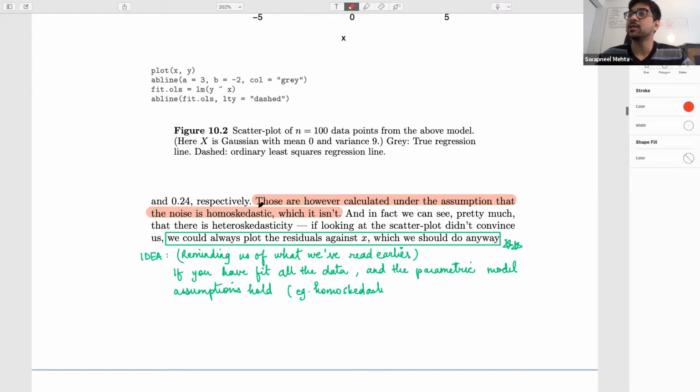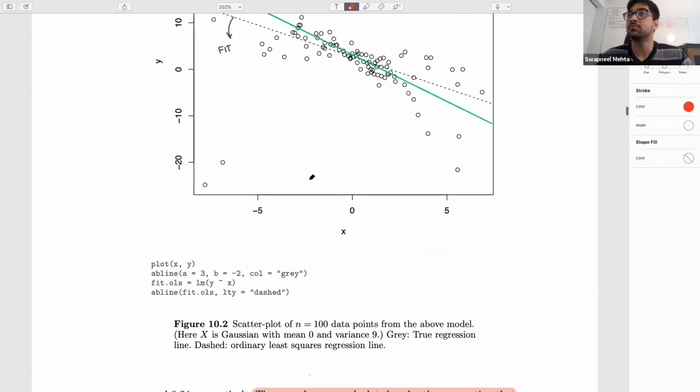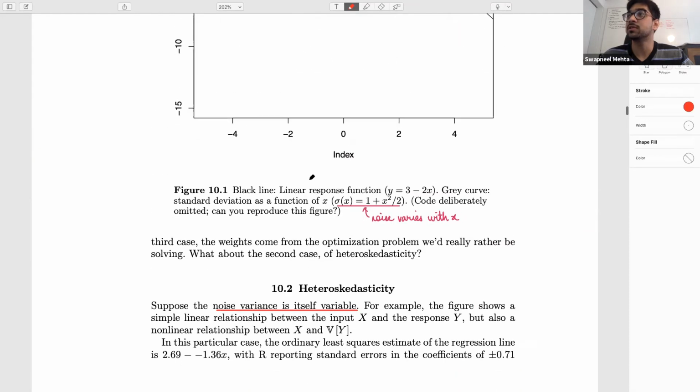And he goes on to say that, however, we have assumed that the noise is homoskedastic, which it isn't. Did he give us the equation for this? No, he said figure it out yourself.